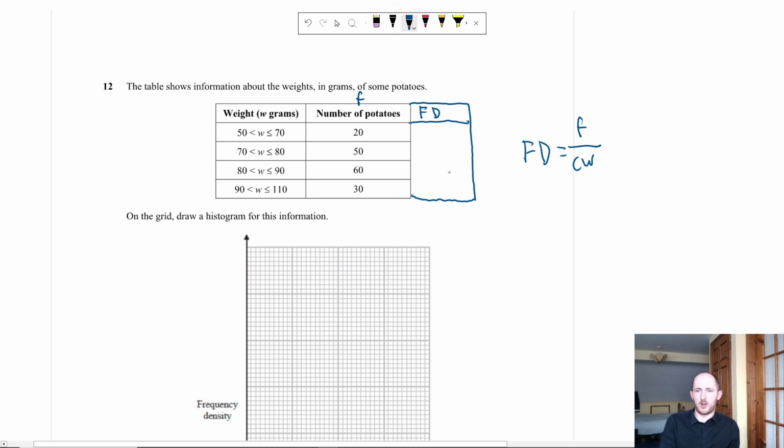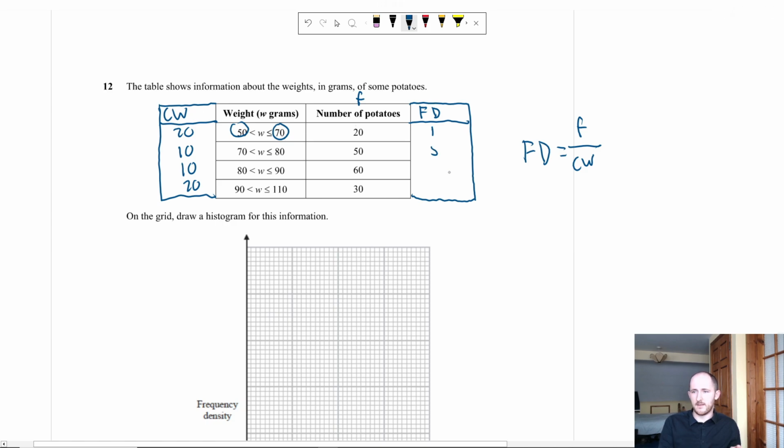And I'm going to add another column on this side for class width, because I like to keep it next to it. And what is the class width? Well, all you do is the big number minus the small number. So that's 20. Big number minus small number, 10. 90 minus 80, 10. 110 minus 90, 20. And now we divide. So frequency is 20 divided by class width 20, so frequency density is 1.